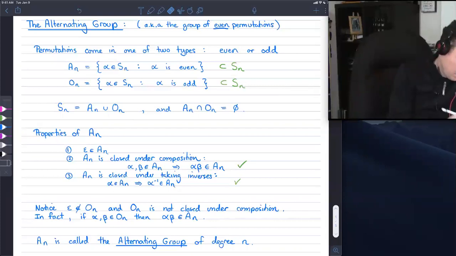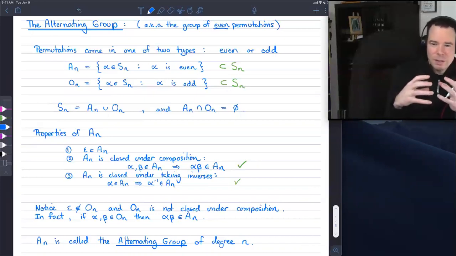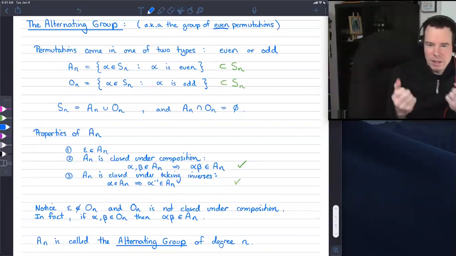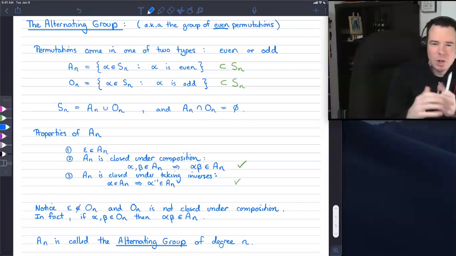Okay, so what are the properties of AN? The properties are that the identity is even, and the product of two permutations that are even is also even. So AN is closed under composition, and the inverse of an even permutation is even. So it's closed under inverses. And that's nice because in some sense it says AN is its own little universe. I can't very easily break out of it. If I take two permutations in there and I multiply them together, I'm still in that universe. If I take a permutation and I compute its inverse, I'm still trapped in this universe AN. So it's hard to break out of it.